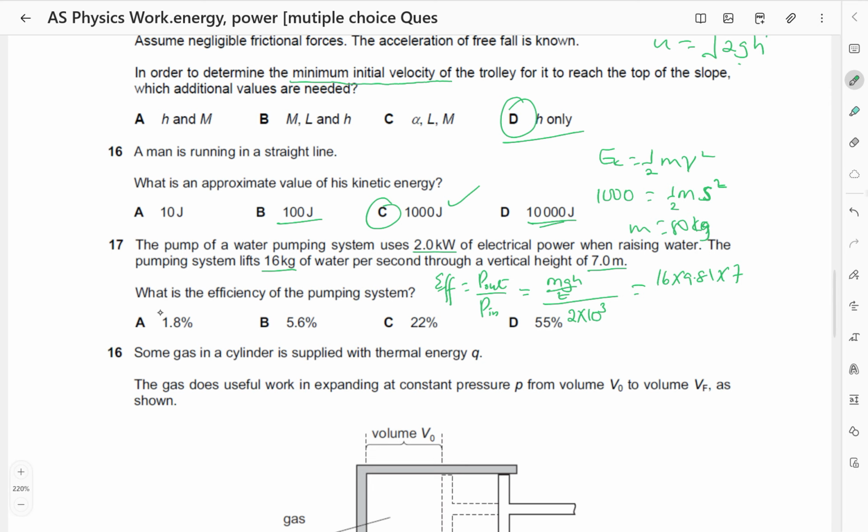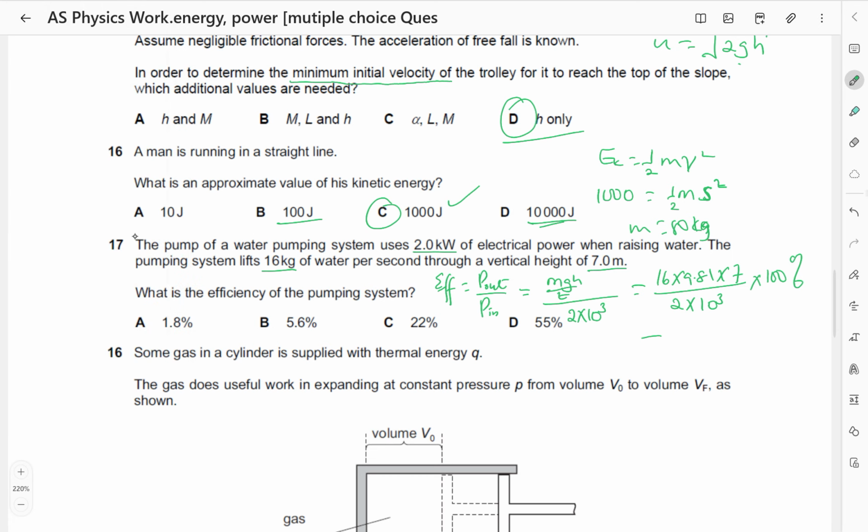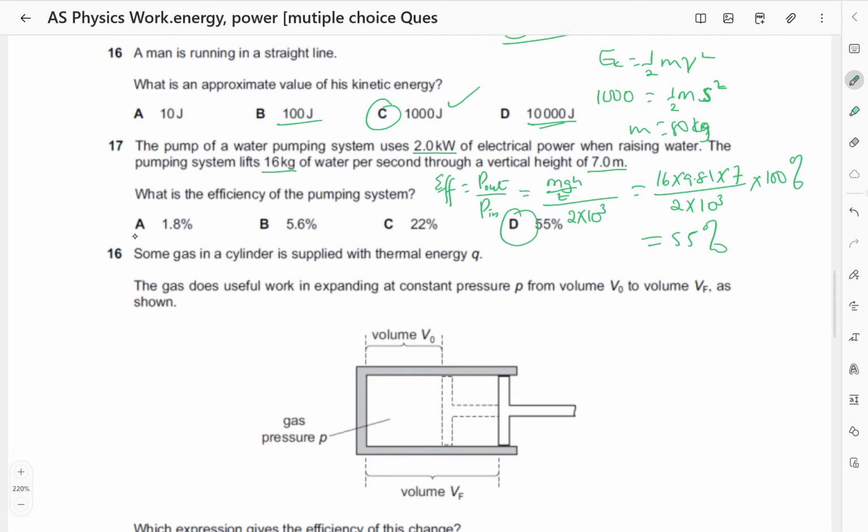So this is M over T, which is 16. Then divide by 2 times 10 power 3. Then we shall multiply this by 100%. So this will be 16 times 9.81 times 7 divided by 2 times 10 power 3, times 100. So this gives us approximately 55%. So that means the answer will be D.